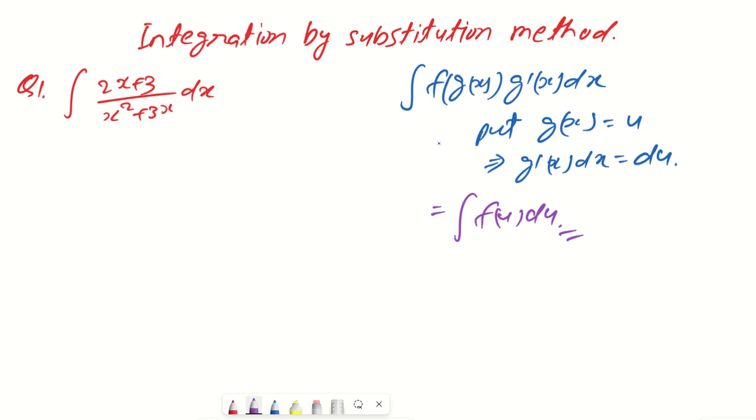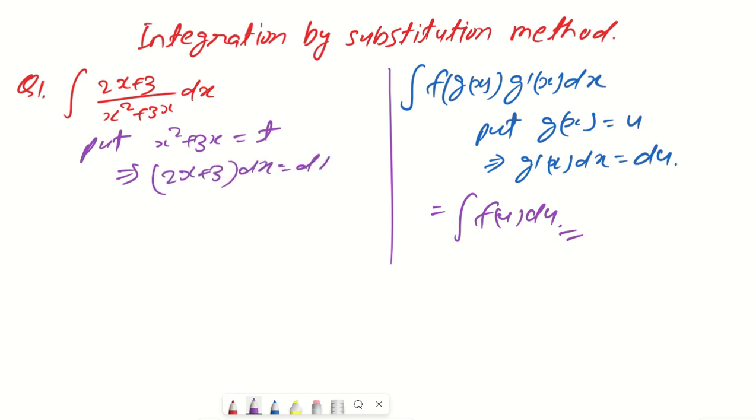Alright. So using the same method, let us put in the question. In this question, as you can see, if we put the denominator x square plus 3x equal to some variable t or something like that, then by differentiating we can get the upper term, right? So that's the main idea. So let us put x square plus 3x equal to some variable t. Then by differentiating, what can we get? (2x plus 3) dx is equal to dt.